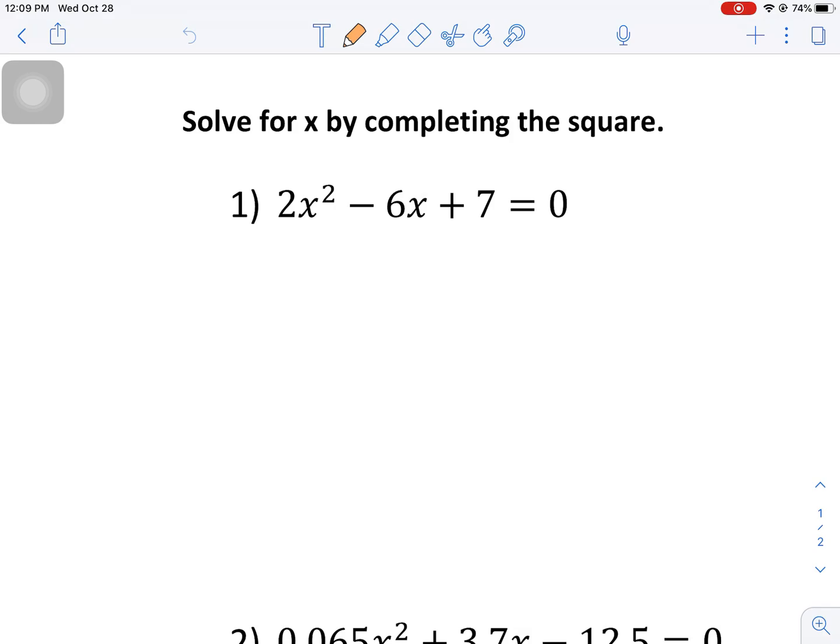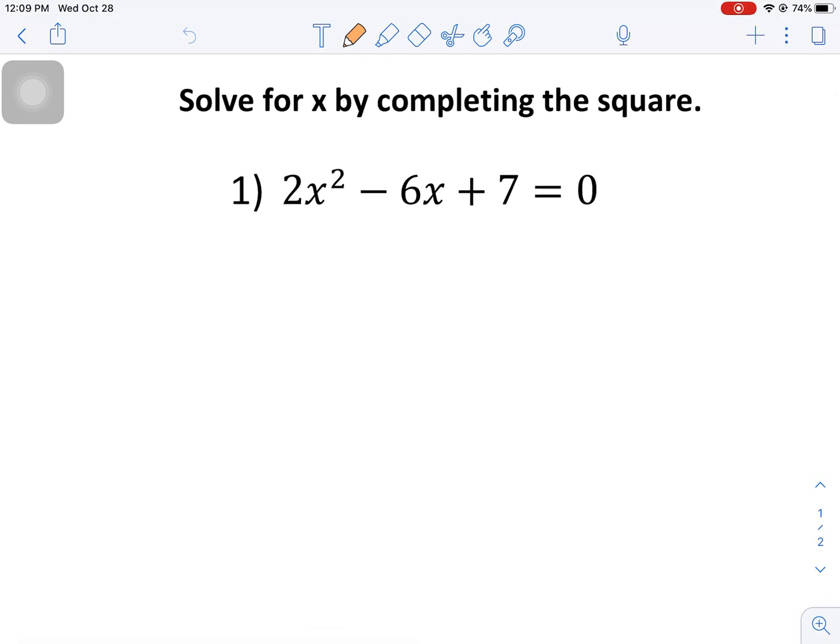There's actually another way to do this question because just dividing out the 2 wouldn't work if you have an a value and you have to convert to vertex form. So I'm going to show you how to do that with these two examples right here. And this should help you for the homework today. So the first thing you're going to want to do is put it in standard form, set it equal to 0. So we're good there.